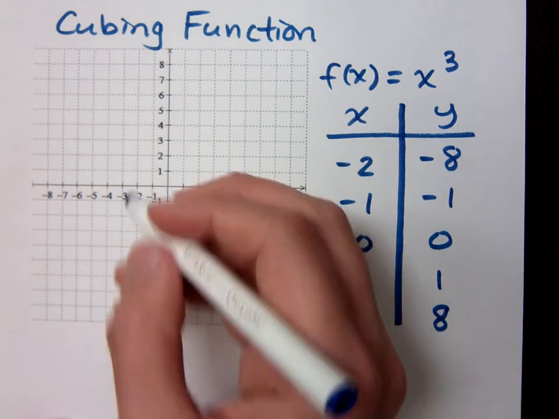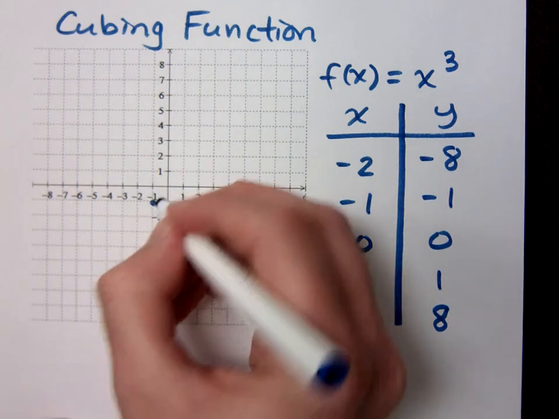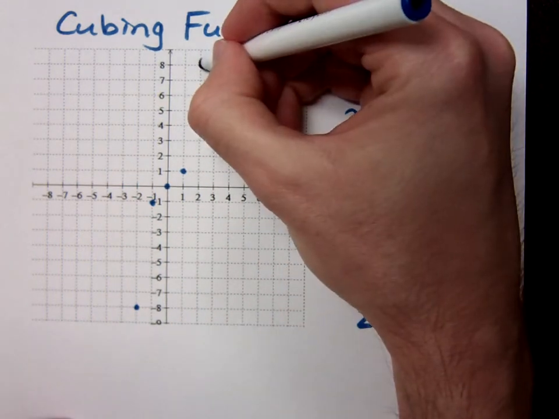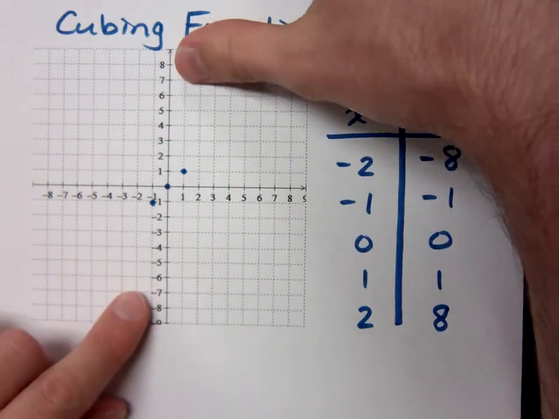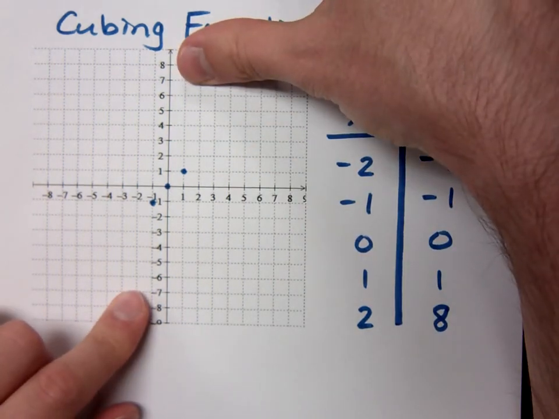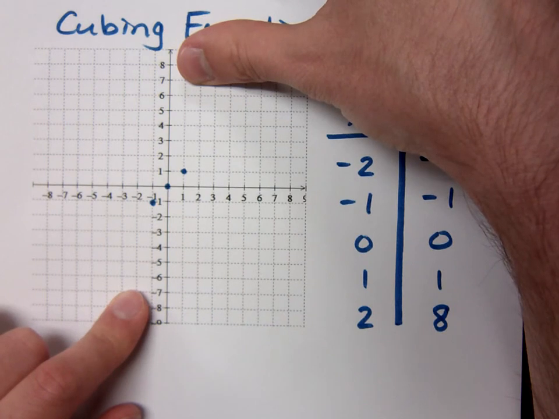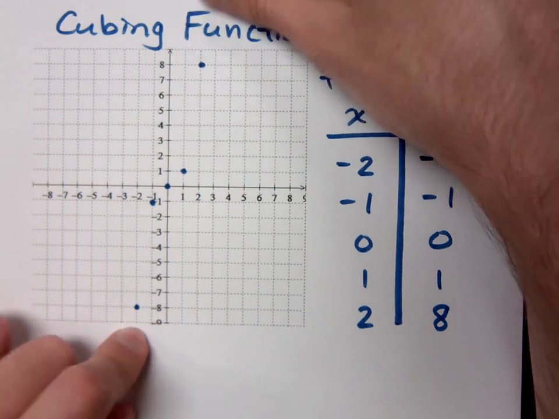Now let's plot these points. -2, -8 is down here. -1, -1. 0, 0. Now, let me show you something about this. If you just did -1, 0, and 1, this is what you would have had. If you only have those 3 points, that's not enough to tell you what's going on. Can you draw a line through that? Yes, you can also draw several other graphs that will go through those 3 points. But now that I have these points here, I know how I need to connect it.